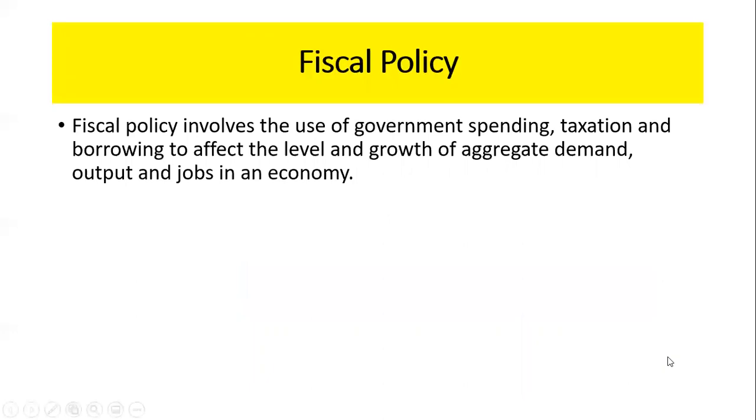So fiscal policy involves the use of government spending, taxation, and borrowing to affect the level of growth of aggregate demand, output, and jobs in an economy. Aggregate demand is the total demand for goods and services in an economy at a given period of time. If you look at micro, you would look at the demand for one individual good within one individual market. In macroeconomics, when we look at aggregate demand, we look at the total demand for goods and services.